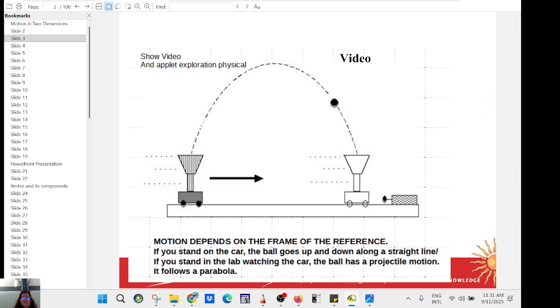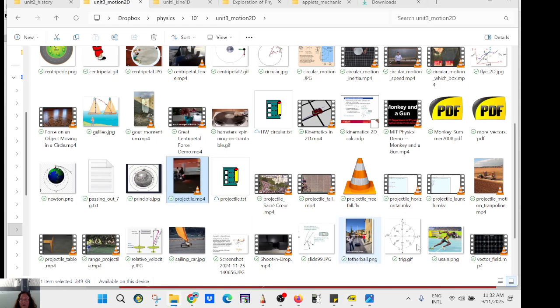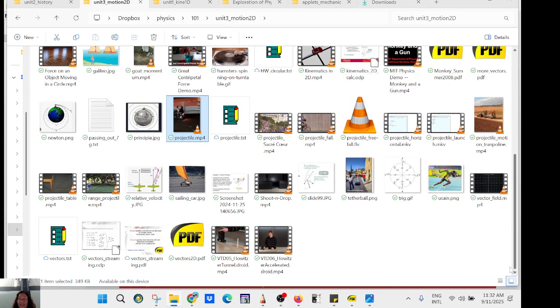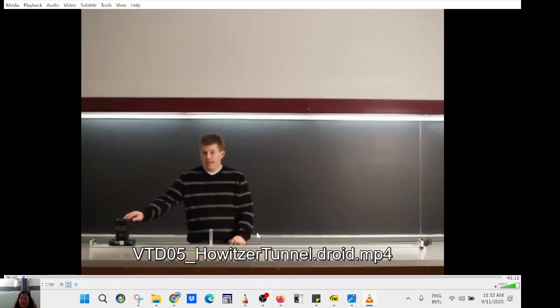I don't know if you're going to do it in lab, but there is this famous experiment as well. It's moving forward at a constant velocity, and the ball is going up and down, and it's coming back. Same velocity. If it's accelerating, it doesn't work, right? So you can see that here.